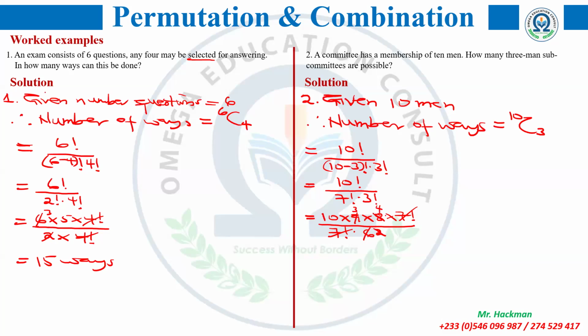Is that not it? So we are going to get 10 times 3 times 4. So 3 times 4 will give you 12 times 10. So that will give us 120 ways. So you have 120 ways of selecting 3-man subcommittees from 10 men.